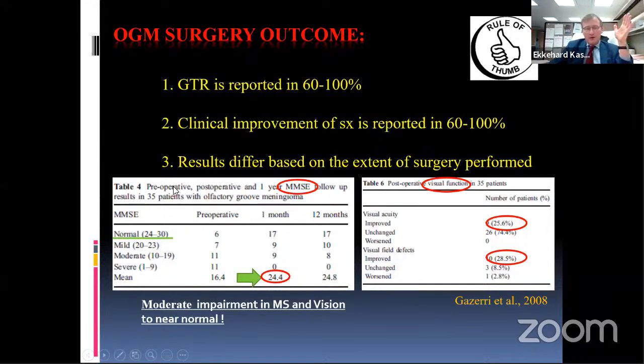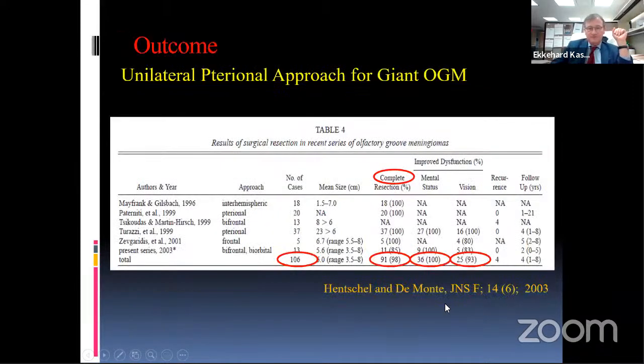So I want to show you all series that have looked at this carefully and did some form of mini-mental status exam. They show that if you do an adequate decompression, within 1 month the patient with the resected olfactory groove meningioma reaches a score that is within the range of normal on the mini-mental status exam, which is pretty remarkable. They were often running around for years with so-called dementia and executive dysfunction, but most of these patients can recover nicely. 25% show an improvement in vision, 28% show an improvement in visual field defects.